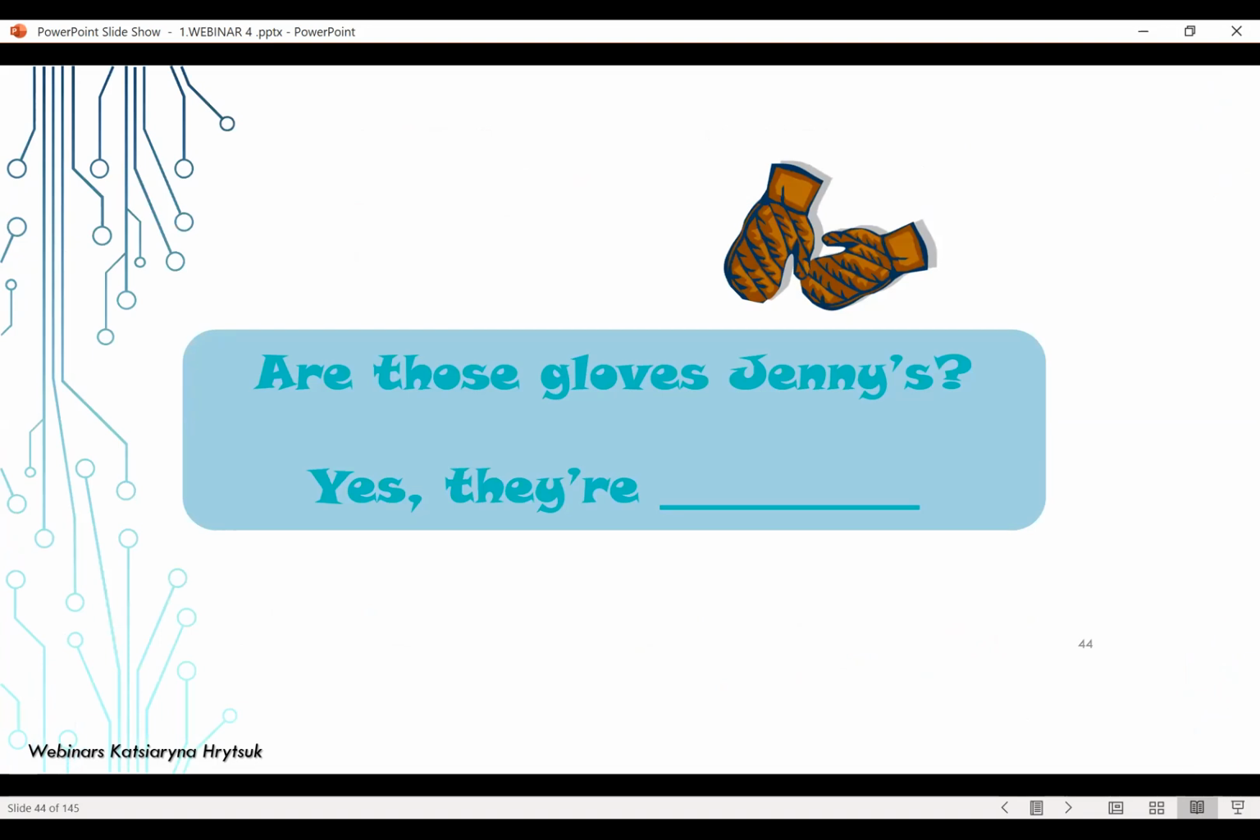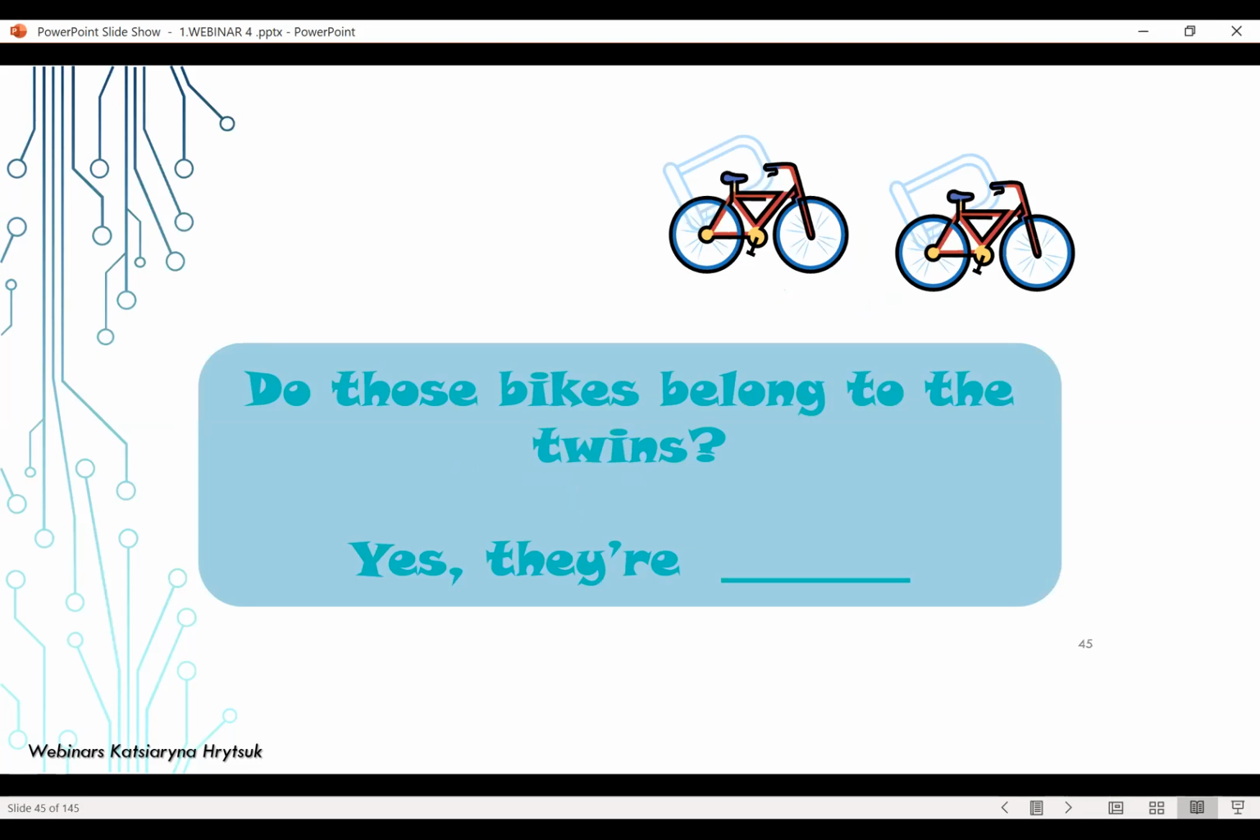Emilia. Are those gloves Jenny's? Yes, they are hers. Absolutely, because Jenny, it's she. So she, her, hers. Okay, so her gloves, you can change it easier: her gloves or hers.